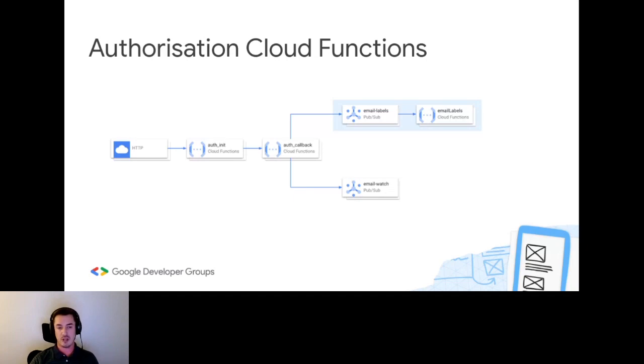So that cloud function, auth initiate, will publish two subscribing events on PubSub, and the one will be email watch. That email watch will use the Gmail API to subscribe for any new email. So once a new email is received, it is going to publish an event or a message, however you want to call it, to PubSub, to email watch. The other one will be email labels, and that email labels will publish and then invoke the email labels cloud function.